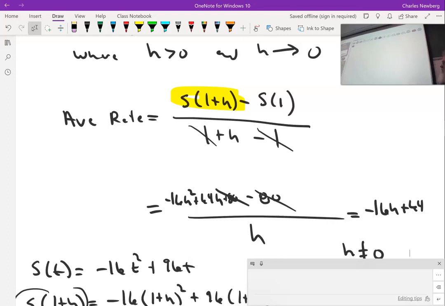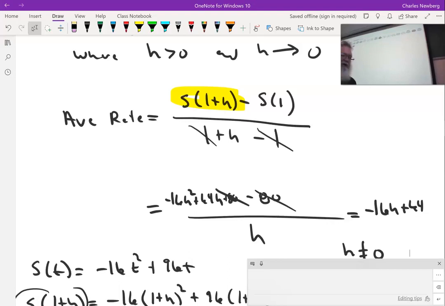Okay, so what have we built now? We have built a formula for the average rate of change starting at 1 and going out to 1 plus h. Now I've built a formula. When I built the formula, sometimes I like to check it with an already known answer. And we do know an answer.